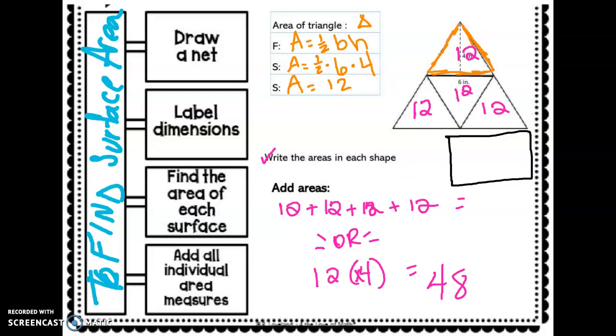Now, very important, is that area is always units squared. So, if in our triangle our units are inches, our answer is going to be inches squared.